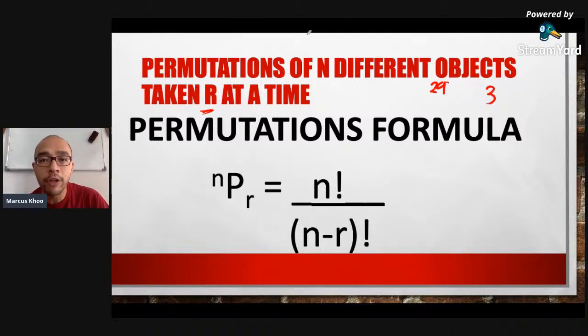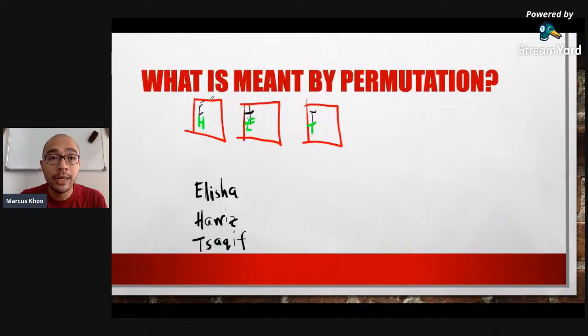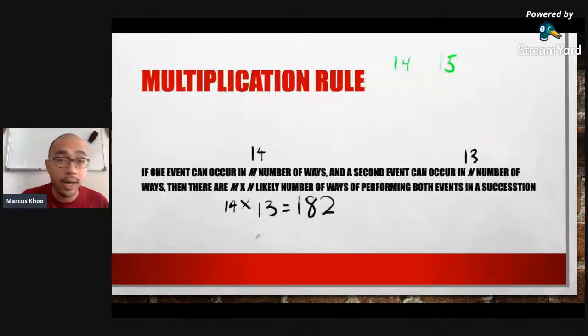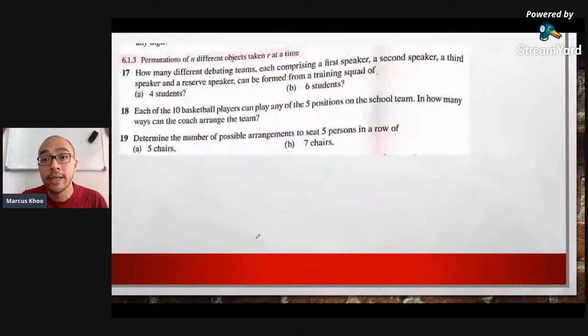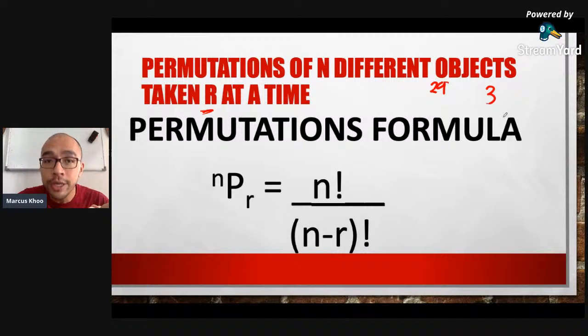I have n different objects. I have 29 different people in the class, but I only want to take 3, and I want to arrange the 3 people. Just like in the example that I gave you much earlier. There are 29 people in the class, and I only want to fill these three. Let's say the 3 students that I choose are Elisha, Haris, and Sakif, and then I want to arrange them. So how many different kinds of arrangements can I have? But there are only 3. Even the 3 that you want to choose is a different arrangement. Elisha, Haris, and Sakif is one set of choices. Another set of choices is Elisha, Haris, and Nicole.